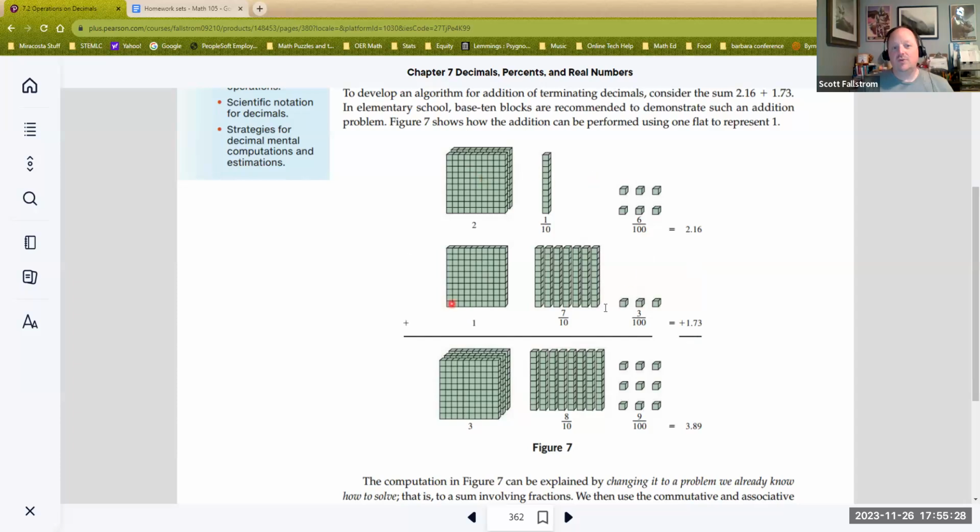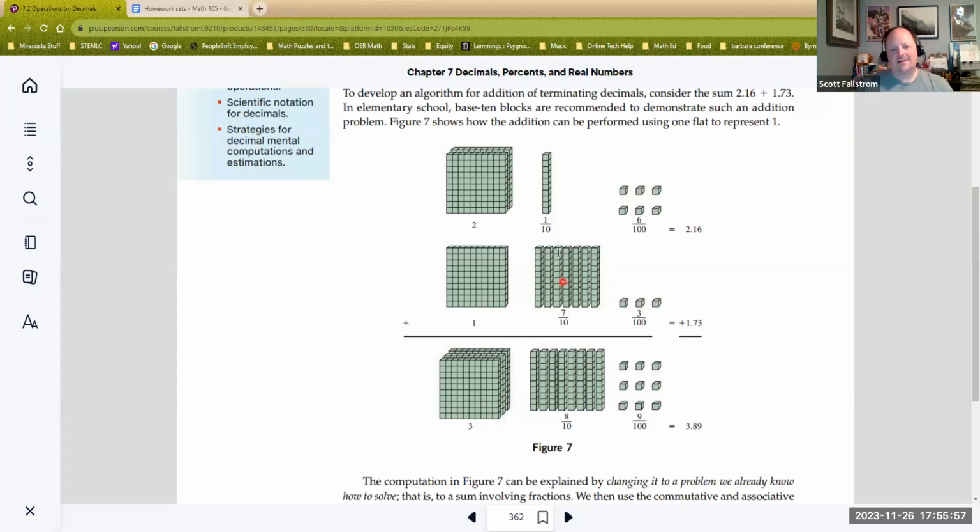But again, this is a great way to think about and visualize it, with the base blocks. You can say if my whole object is the square, which is made up of 100 cubes, then a tenth of that would be a strip or a rod, and then the unit cubes would be my hundredths. So when you look at this, the number is 2.16, and they're adding 1.73. So 2 and 16 hundredths plus 1 and 73 hundredths.